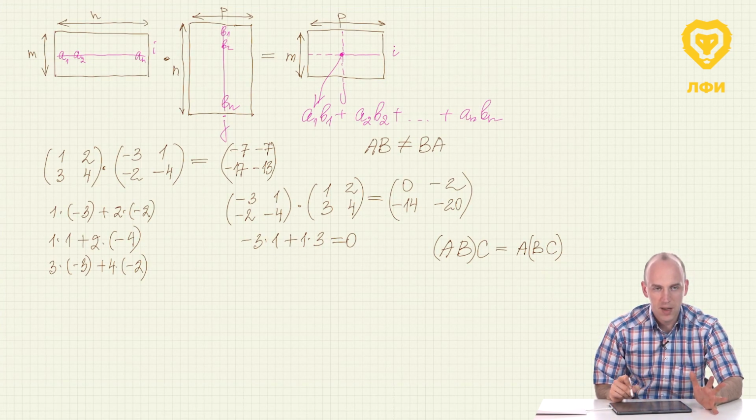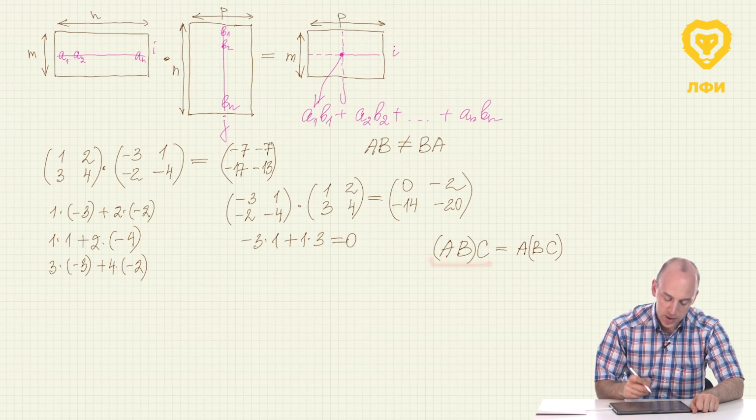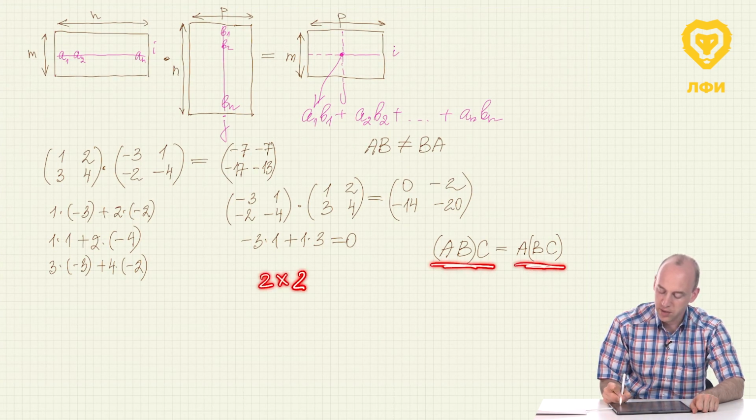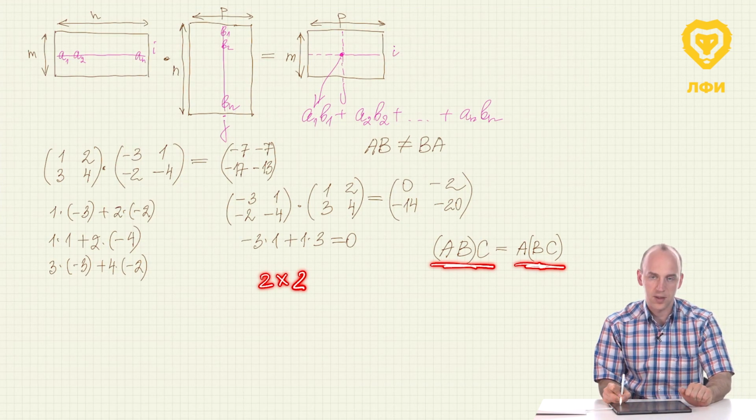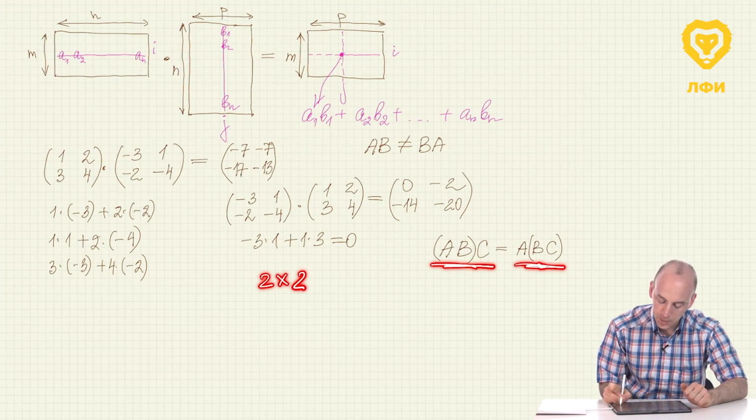Maybe the proof is a little bit complicated in general case, but you can consider, for example, 3 matrices of 2 by 2 and prove that the resulting product is the same both for the left side and for the right side. So you can do it by yourselves. There is nothing special in the exercise.